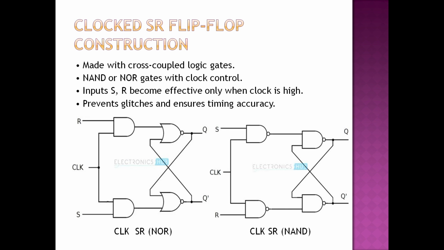Now we can discuss the construction of the SR flip-flop. The clocked SR flip-flop is built using logic gates such as NAND and NOR gates arranged in a cross-coupled structure. A clock signal is added to control when the inputs S and R affect the output. The circuit allows change only during the active clock pulse, making it stable.